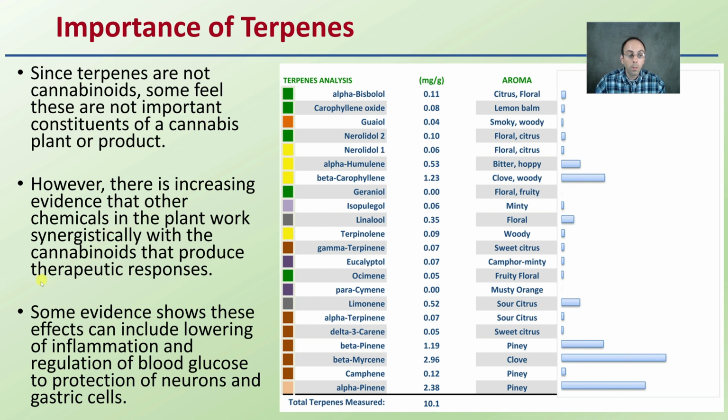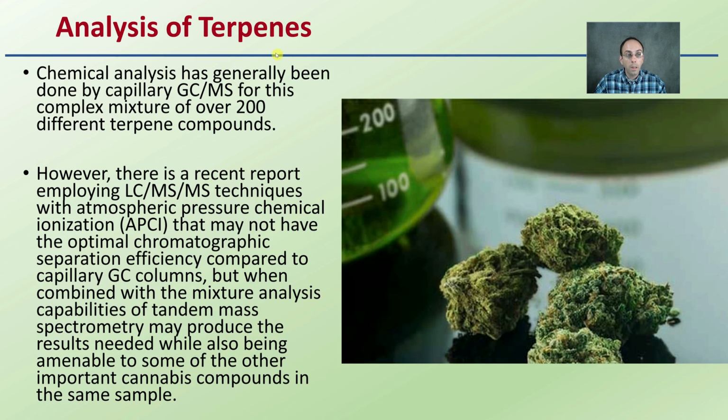There is some evidence that shows these effects can include lowering of inflammation and regulation of blood glucose to protection of neurons as well as gastric cells. So we're still studying and learning more about these, but it seems like early indications are that their importance is only going to increase. So it's important to get a good analysis and test of that included within the plant material. So how do we analyze those terpenes?